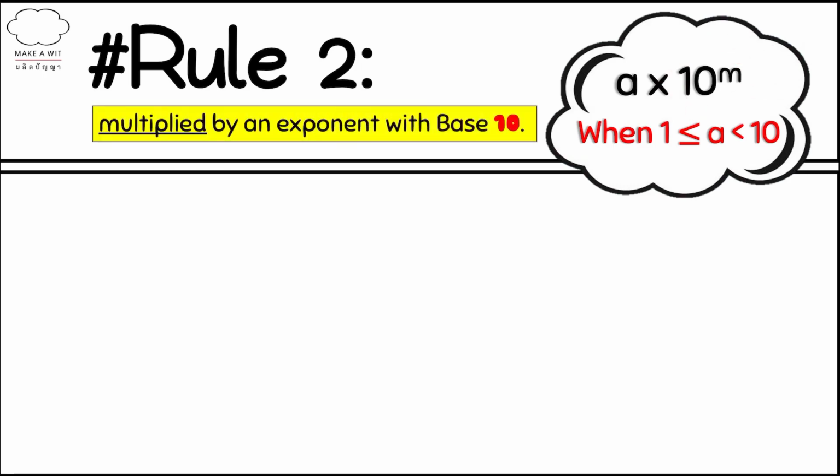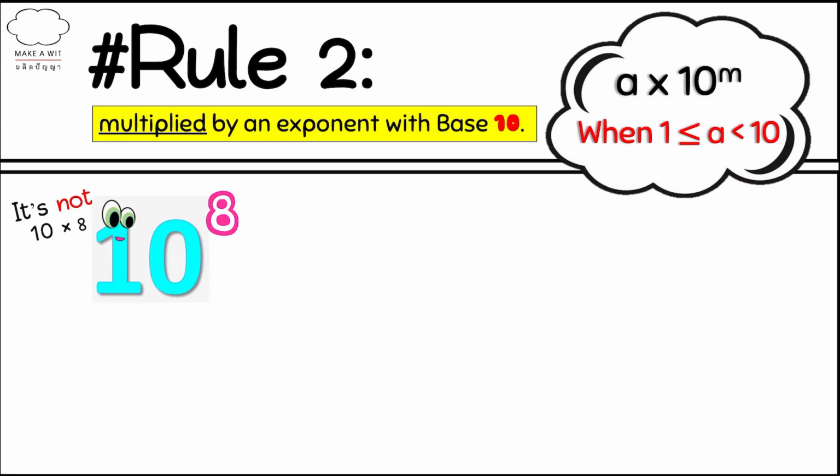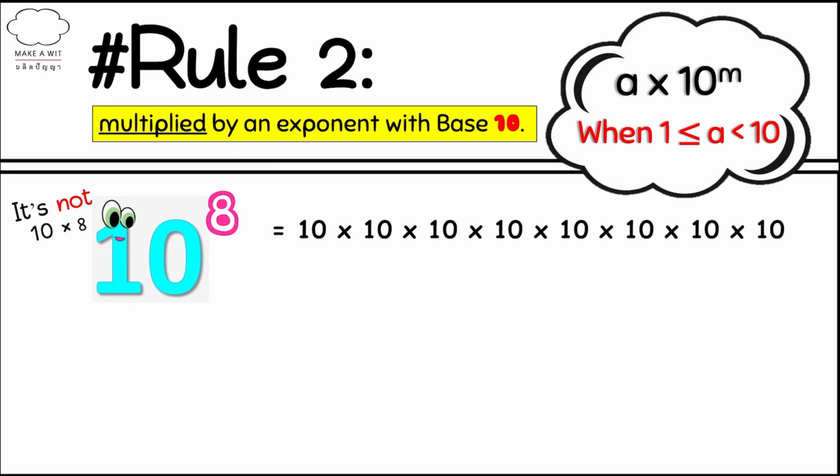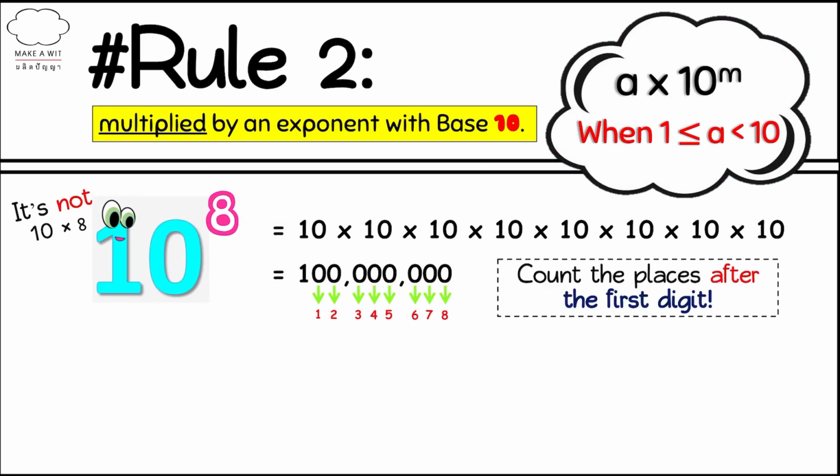Power of 10. So, multiplied by an exponent with base 10. See? 10 to the power of 8, right? So this one is not 10 times 8. Don't forget, it means the base number times itself according to the power, right? So 10 times itself, 8 times over here. And then you can just count the zeros, right? 1, 2, 3, 4, 5, 6, 7, and 8. See? 8 zeros.